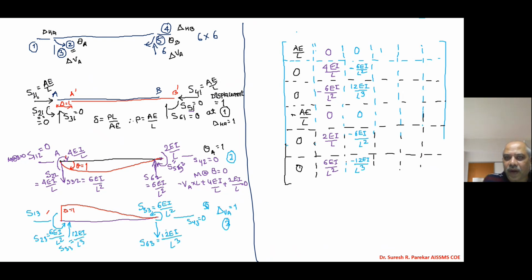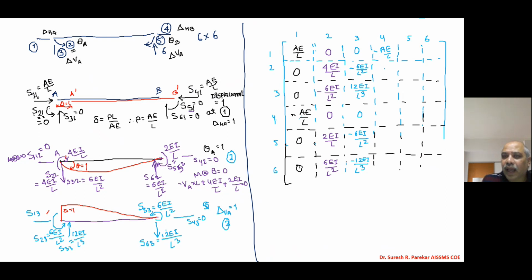So this will be 1, 2, 3, 4, 5, 6, and then 1, 2, 3, 4, 5, 6. Now we have this value as S41 and S14. So this value S14 should be equal to S41, and S41 we have minus AE upon L. Fourth row first column, and this is first row fourth column. And we have this value minus AE by L.